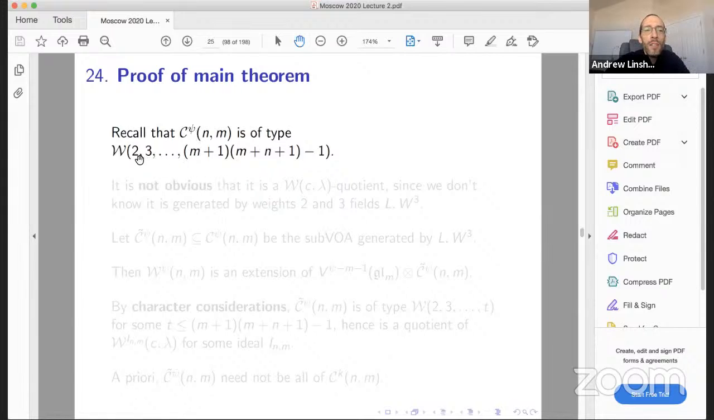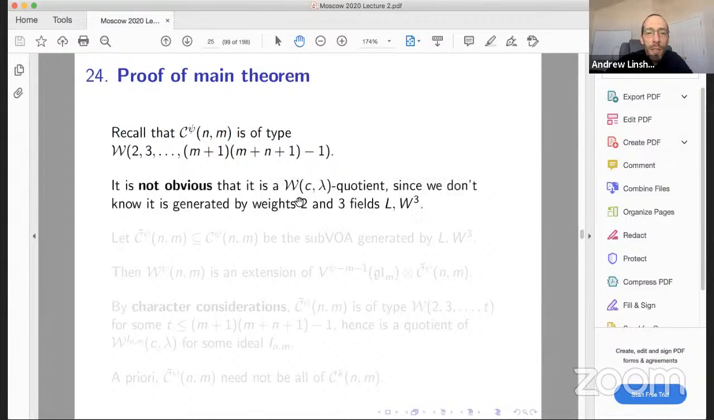So we know that it is the correct generating type, W23 up to something. But it is not obvious that it's a WC lambda quotient because one of the properties that we need, I said these were mild properties, but they still have to be checked. We have to know that it's generated by the weights 2 and 3 fields, and that's not obvious. It may be possible to prove this from the Poisson structure, but to me, it's not obvious. It turns out that it's true, but we have to do some work to prove it.